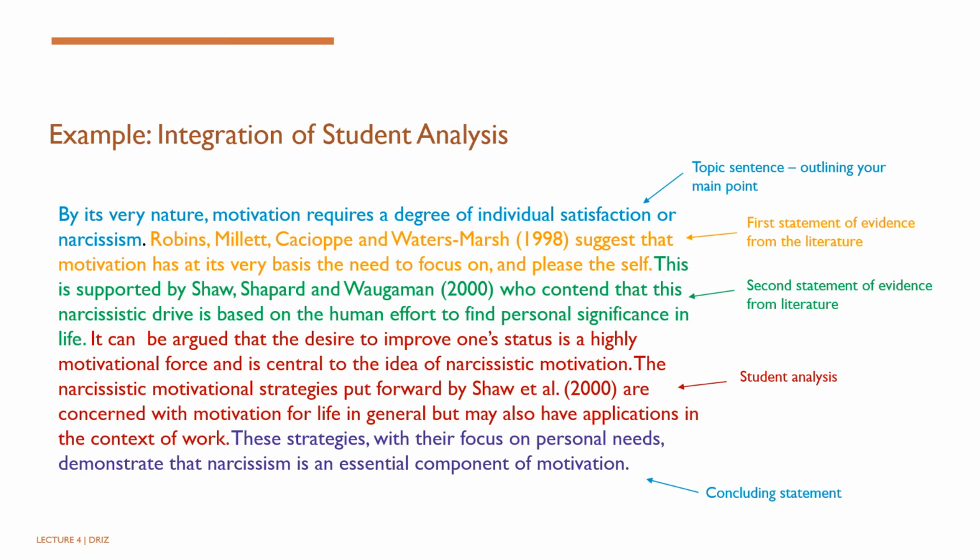And here is an example of integration of student analysis in a paragraph. As always, you begin with a topic sentence, which outlines your main point, followed by the first statement of evidence from the literature. If it's available, you add on a second statement of evidence from the literature, and then you provide your own student analysis. And you conclude the paragraph with a concluding statement.